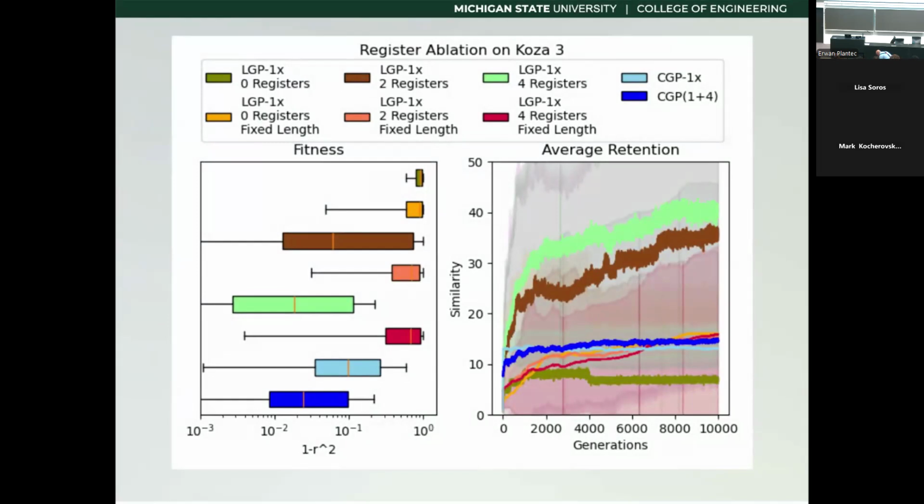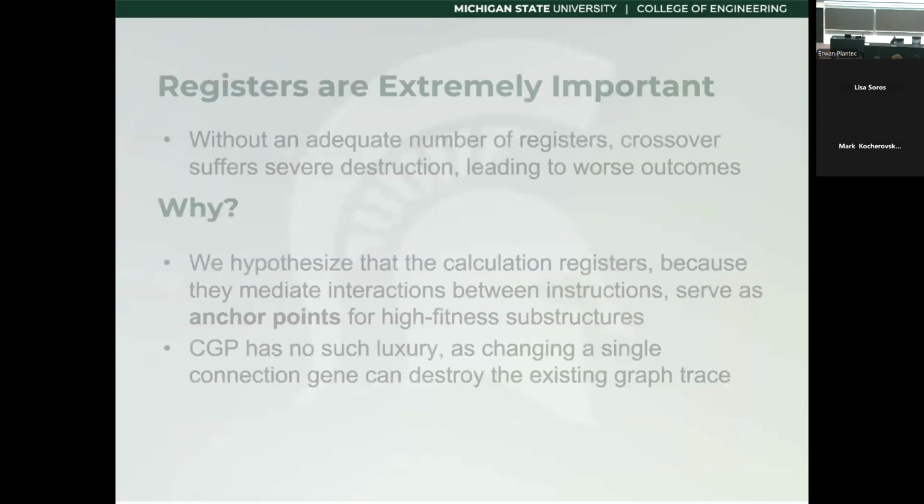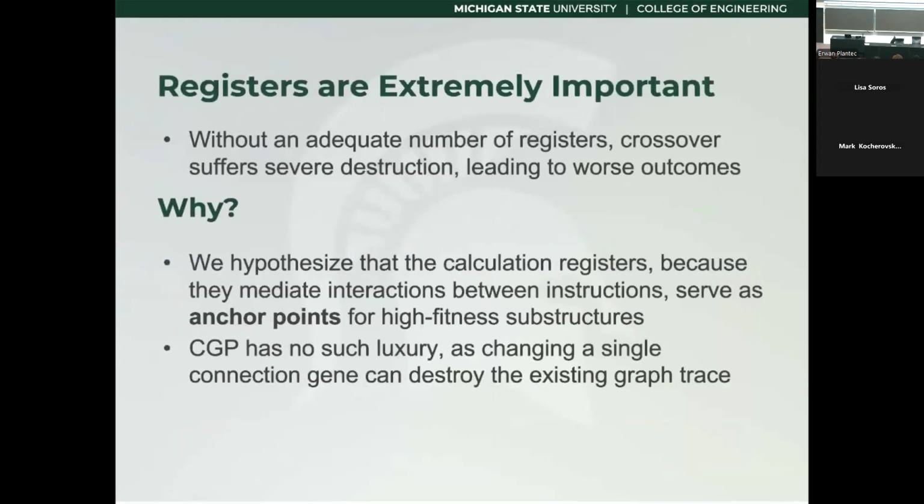We tested LGP with different combinations of registers and whether or not it was fixed length. So what we see is that you need to have sufficient registers, and you need to be able to change the length of the program to perform effective search. So registers are important because, we hypothesize, without registers, you see severe destruction. We hypothesize that the registers serve as anchor points for high-fitness substructures.